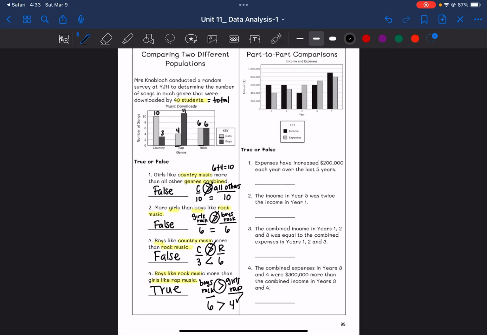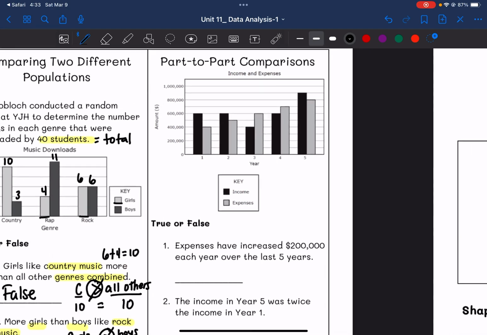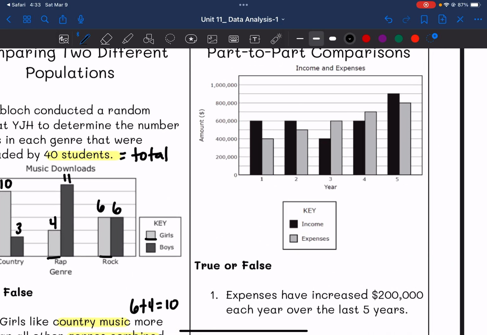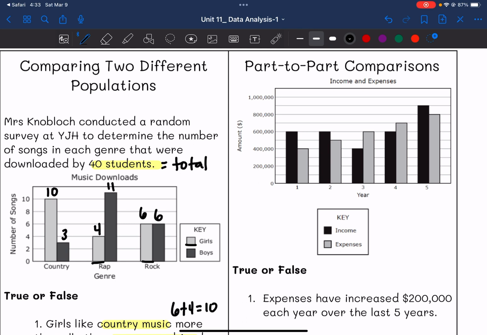All right, moving on to part-to-part comparisons. Again, I am going to start this off by writing the number above each bar strip. What we're measuring here is money. What we're counting is 600,000, but instead of writing 600,000, I'm just going to write 6. This one's going to be 4 here. This one's going to be 6. This one is 5. 4 here. 6 here. 6 here.